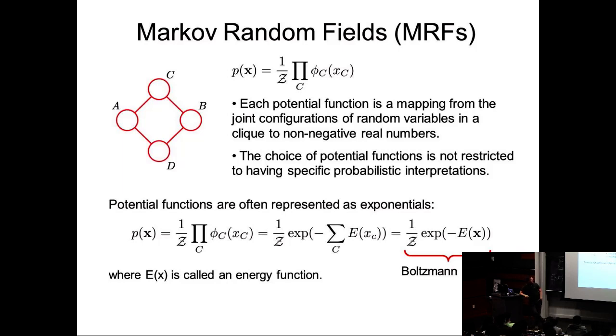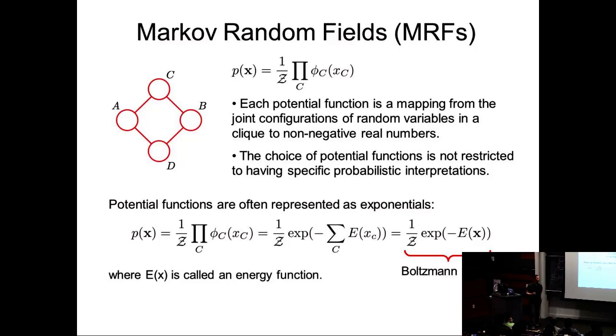In many other cases, these potential functions are represented as exponentials, because sometimes it's easy to deal with exponentials. So what we can do is write this as exp of the negative of these, sometimes called energy functions. And the relationship between energy functions and probabilities comes to us from statistical physics. So sometimes people talk about energies and their relationship to probabilities. Some people talk about potential functions and their relationship to probabilities. The two, as you can see, are equivalent.